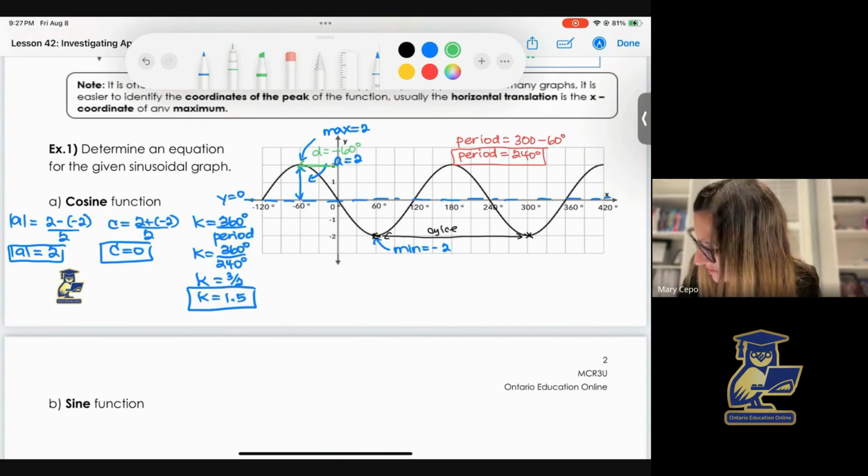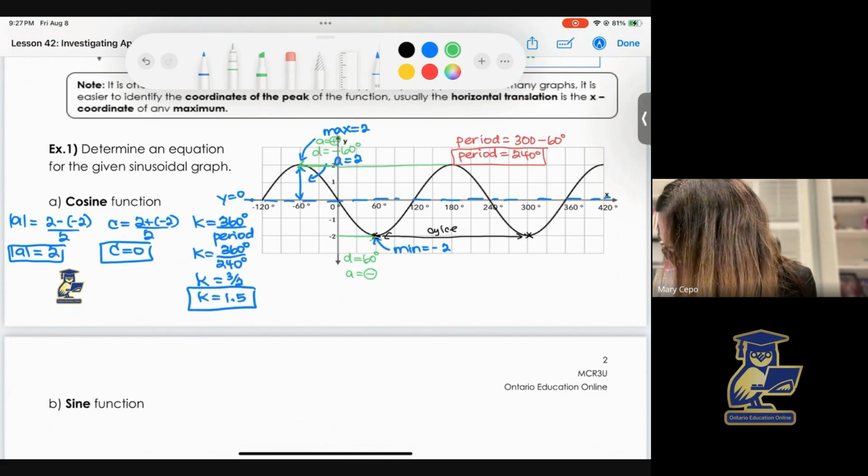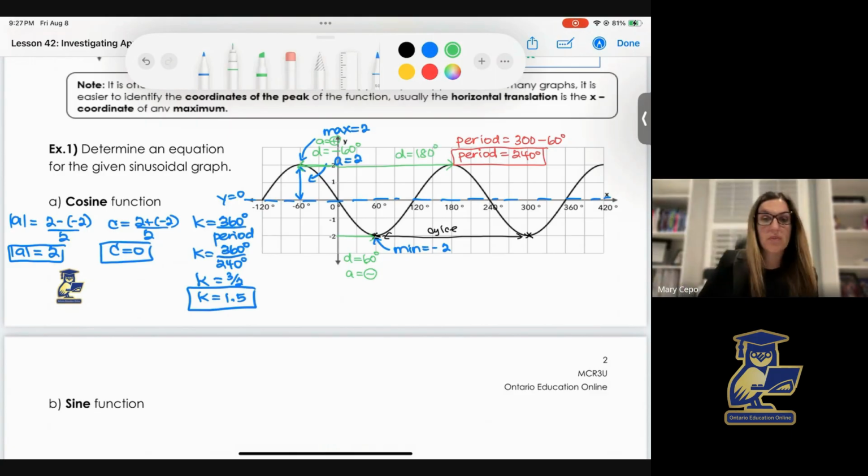Okay, and that would be a equals positive. We can also do d is equal to positive 60, but a would have to be negative. Or we can say d went all the way over here, so d is equal to 180. All of these would provide us an equation that represents the following graph.